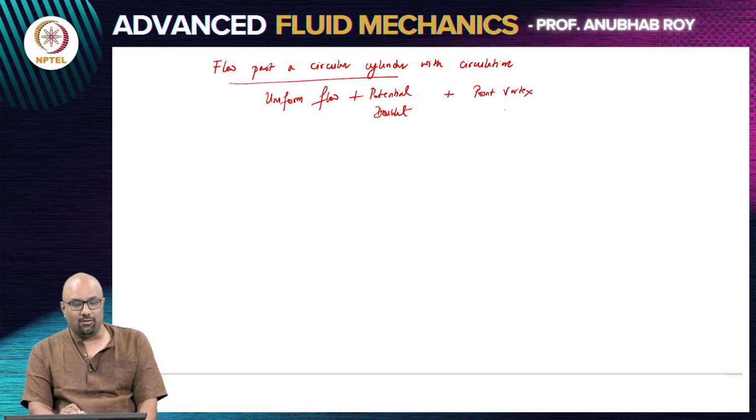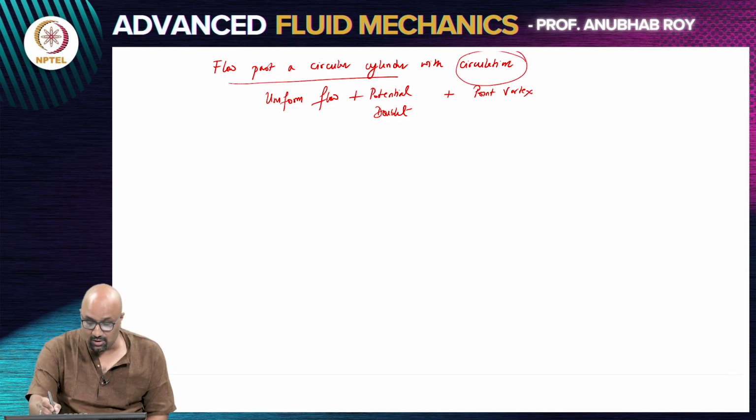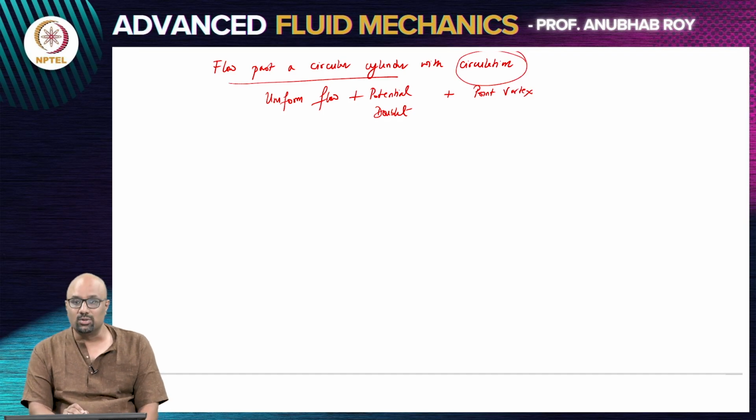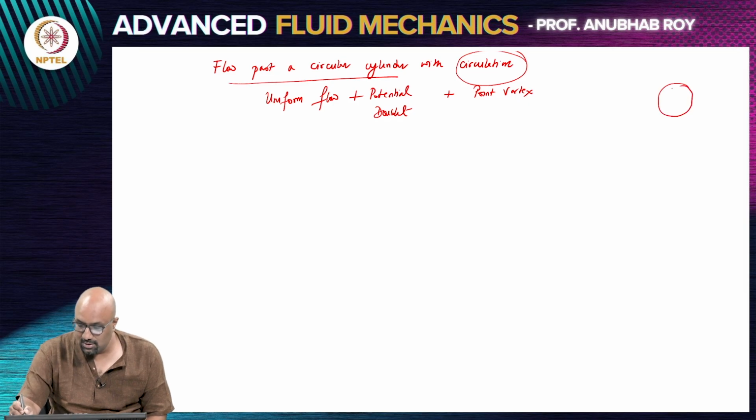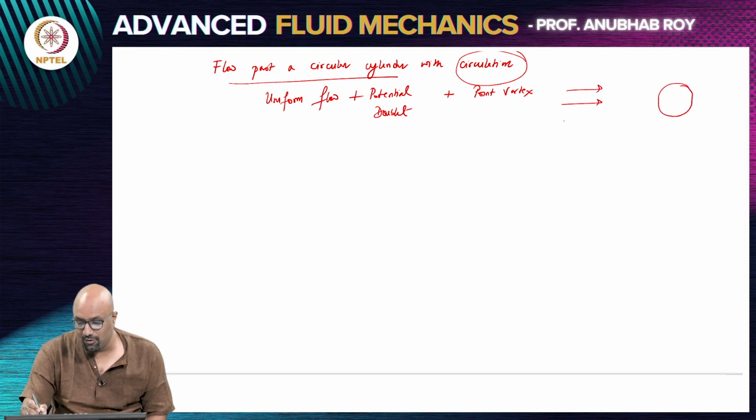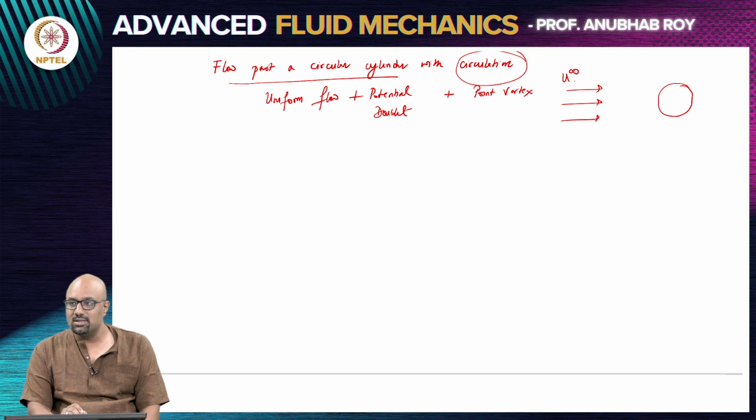At this point I have not told you what is the source of this circulation, what leads to this circulation. You have a cylinder, you have a flow that is arriving at the cylinder. What is the origin of this particular circulation? That is not something that I have clarified, and we will discuss this in a little bit more detail after actually working out what this particular combination gives us.